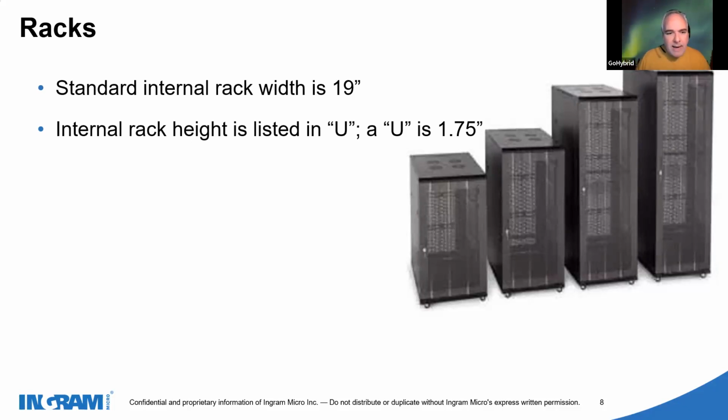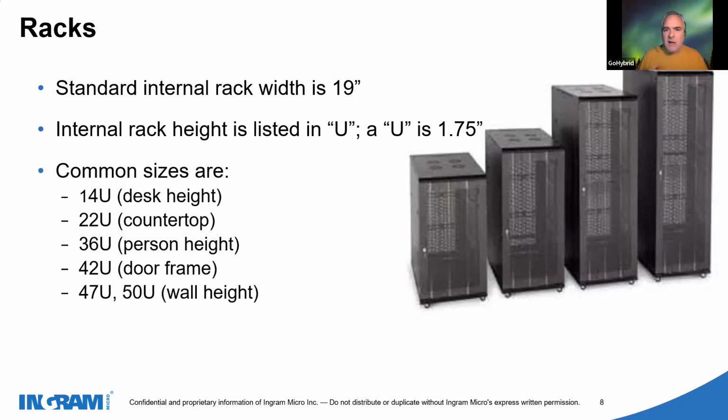The common sizes for racks: 14U is about the height of a desk. 22U is about the height of a countertop or a bar. 36U is about the height of a person. 42U, which is the most common, is the height of a door frame. And that's why it's the most common. You can wheel a 42U rack under a standard size door. 47U and 50U racks do exist. They are typically considered wall height in a standard structure. So they will go from the floor to the top of the ceiling. The reason those are not commonly used is because you can't get them under a standard door.